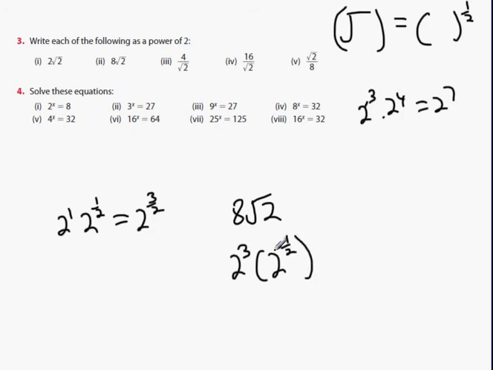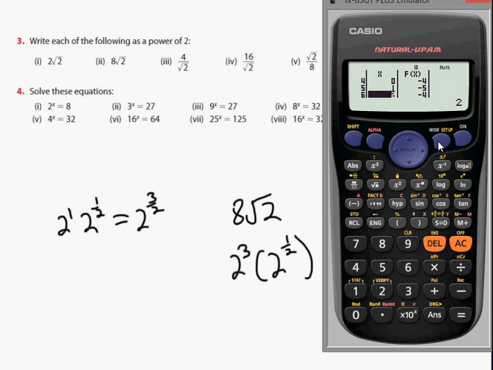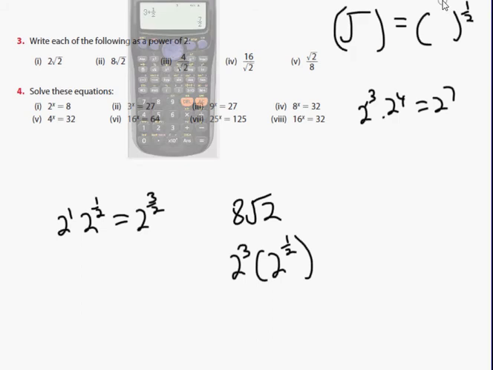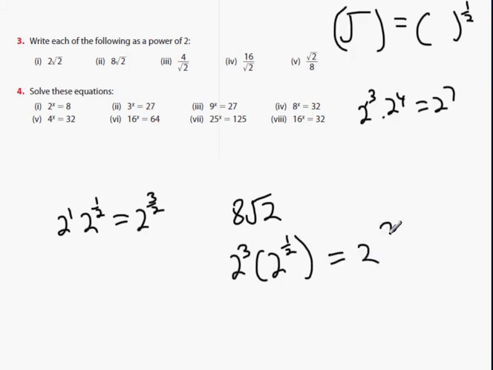What do you need to do to the two powers? You add them together. So you go to your calculator and you go 3 plus a half, and you get 7 over 2. Any questions so far? We're good so far, are we? Okay, let's try part 3.